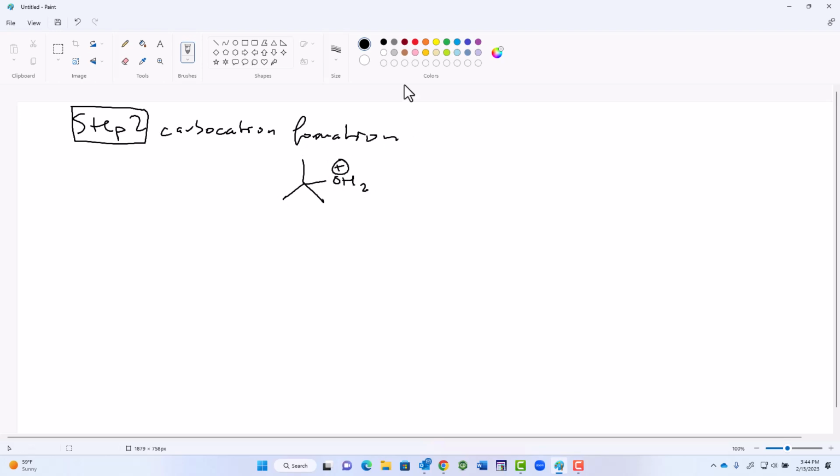So let's look at step 2. Step 2 is going to be the carbocation formation. As we saw, we have the alkyl oxonium ion. The alkyl oxonium ion will have dissociation of water. We're going to break that CO bond, and what we'll end up with is a carbocation plus water. Now, this is our slow step.